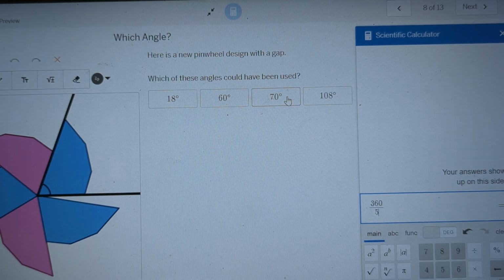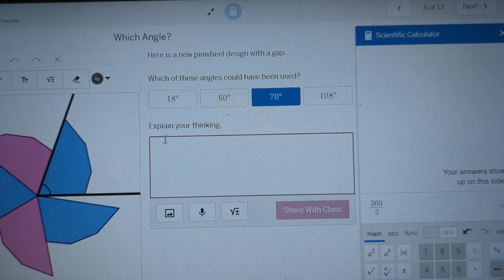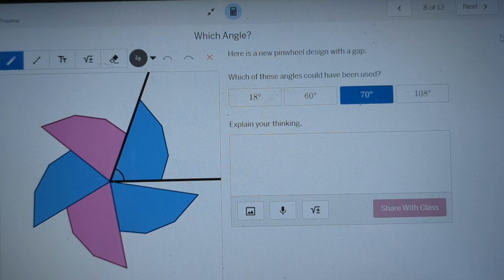Of course, 70 is. And it says here, because we divided 360 by the amount of leaves on the wheel, we come up with 72, which is close to 70. Okay, that's what you write. If you did not understand what I said, you may look at the transcript written below and write that down. All right, let's move right along.